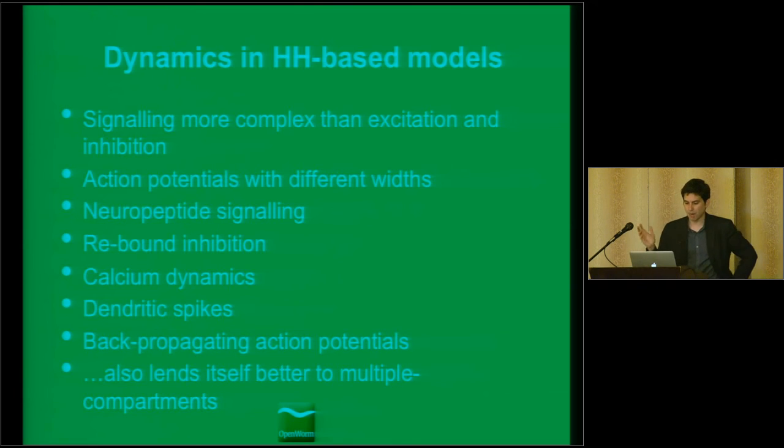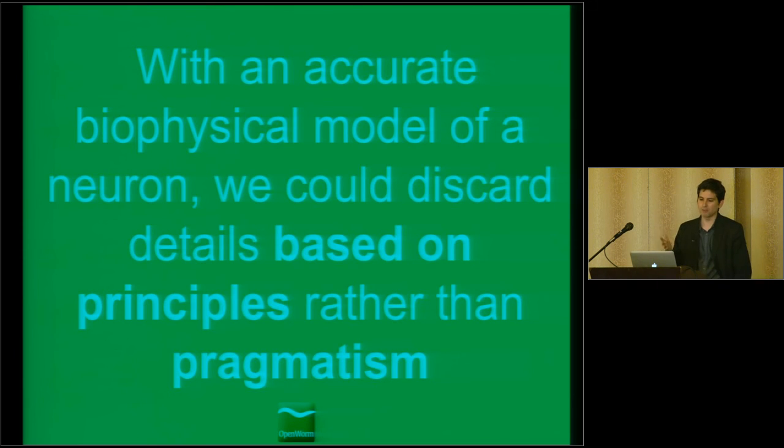So things like backpropagating action potentials. These are things you can represent without Hodgkin-Huxley-based models. Don't get me wrong, you can sort of hack them in, but they come very naturally with an ion channel-based representation. So if we had accurate biophysical models of neurons that respected that, we would run them and they would tell us exactly what the neuron is going to do in time. Then later we could get rid of those details and use something simpler that's based on the principles of what we want to let go, rather than what we often see, which is pragmatic concerns like it's too computationally expensive, or the math is easier, or that kind of stuff.